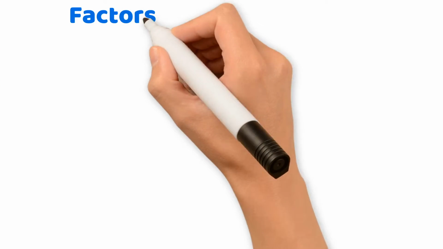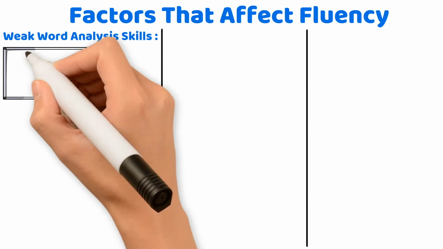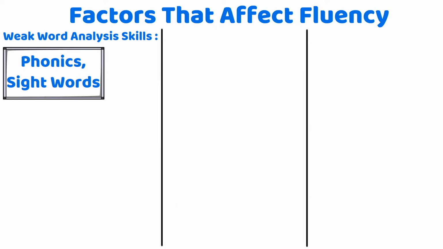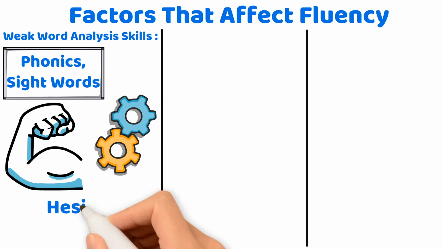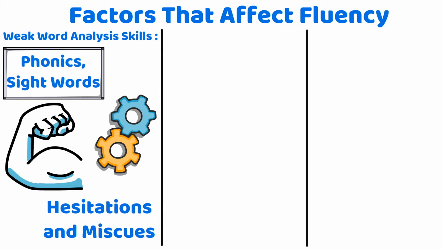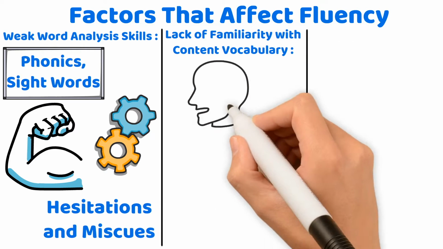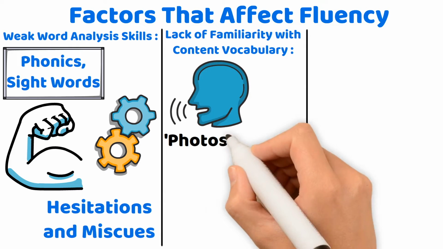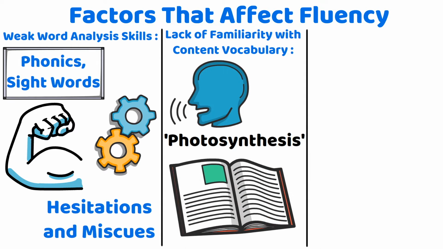Now let's move on to the factors that affect fluency. First, we have weak word analysis skills. This includes phonics, sight words, and the ability to analyze word structures. A strong foundation here reduces hesitations and miscues in reading. Then, there's a lack of familiarity with content vocabulary. Words specific to a subject area, like photosynthesis in science, need explicit teaching to build fluency in content areas.